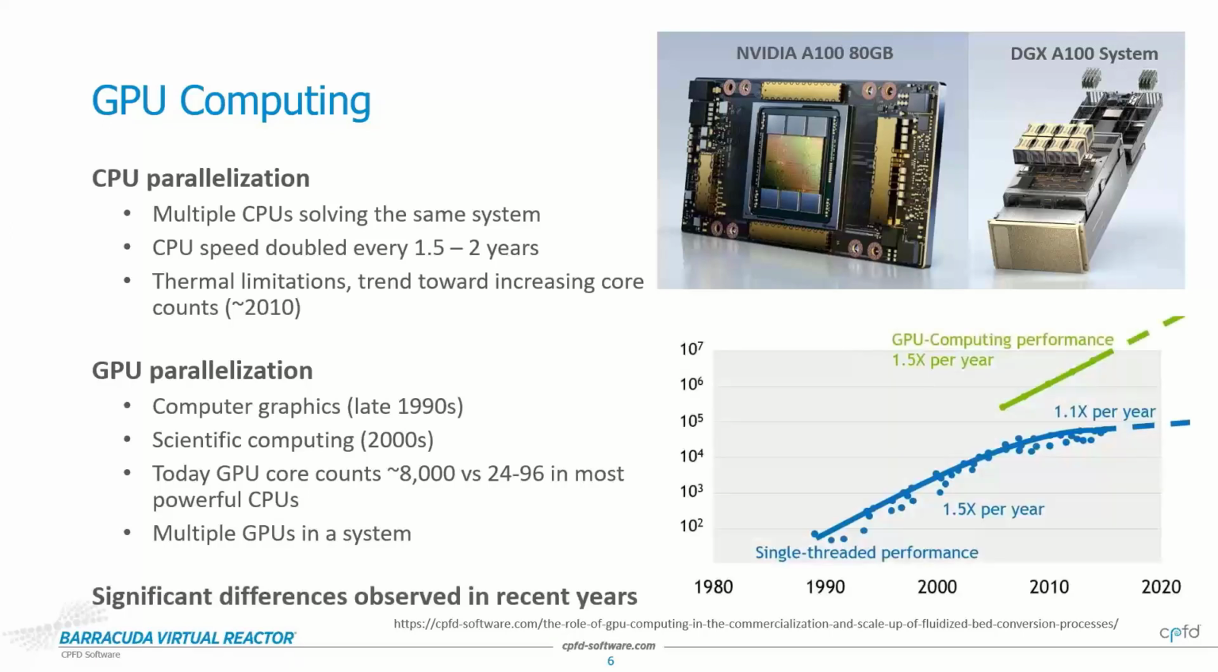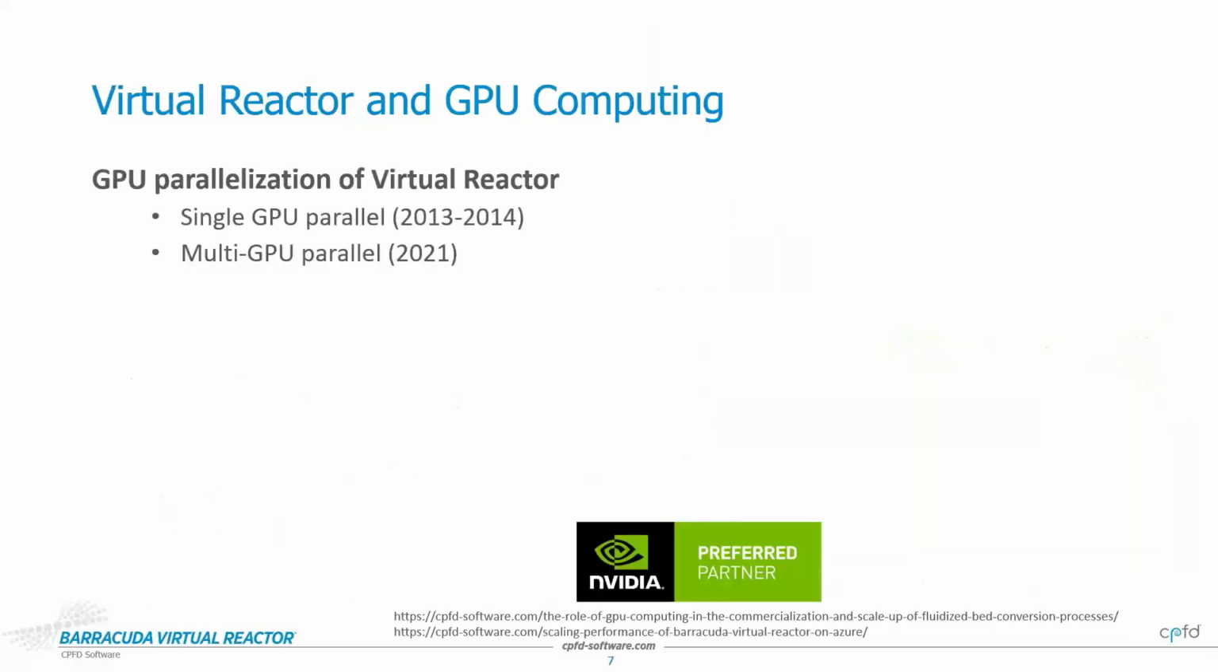And the impact's been really strong. If you look at this graphic, originally presented at our users conference in 2019 by NVIDIA, we see the single thread performance. This is the CPU increasing on a log plot and then slowing down around 2010, whereas the GPUs are significantly faster and continuing to grow. So what does this have to do with Virtual Reactor?